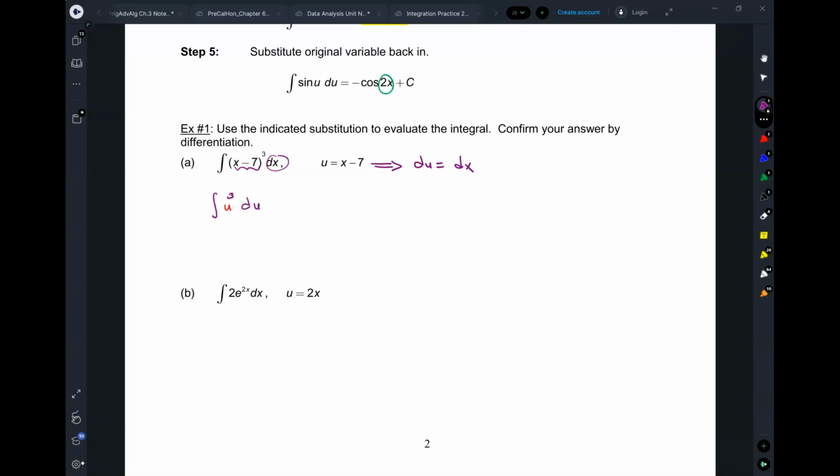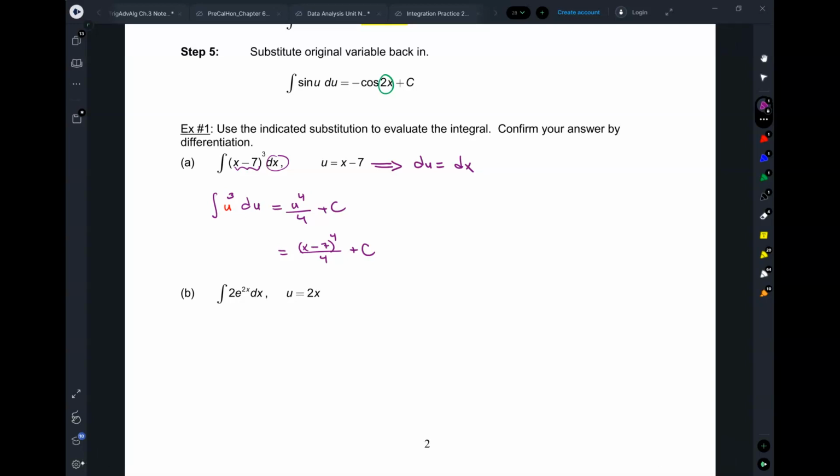Check. Are there any x's left? No. So now we just integrate this. u to the 4 over 4 plus c. This is what you were doing last chapter. And now just put the original u back. So x minus 7 to the 4 over 4 plus c. That was a very, very basic small one.